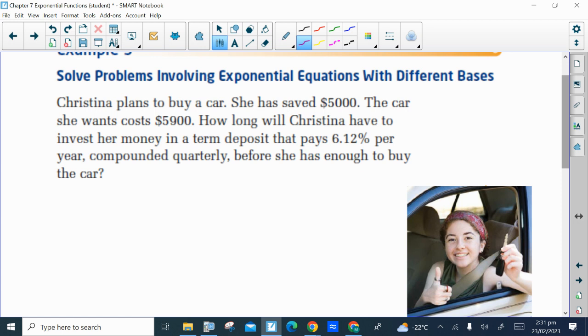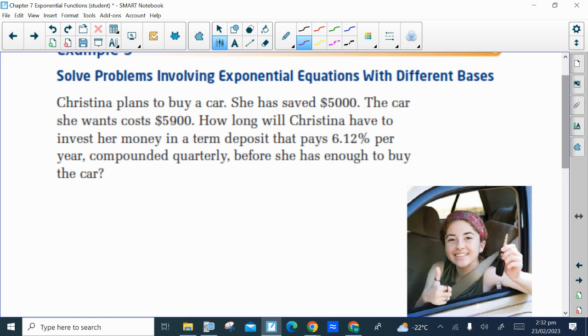Christina plans to buy a car. She has saved $5,000. The car she wants costs $5,900. How long would she need to invest her money into a term deposit that pays 6.12% per year, but compounded quarterly, before she has enough to buy the car?